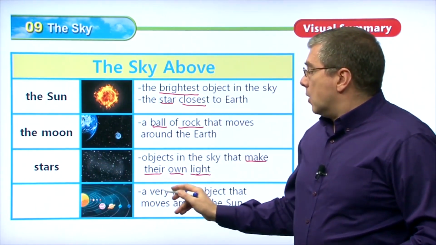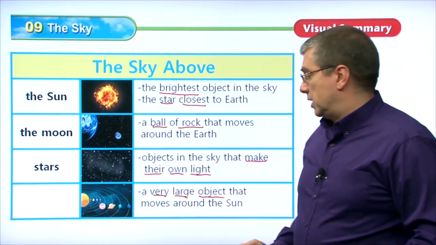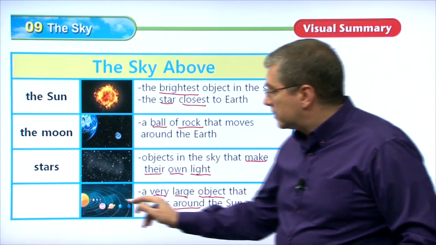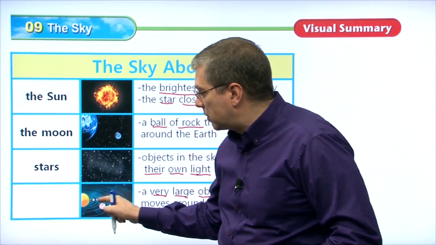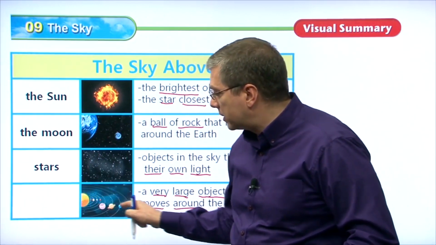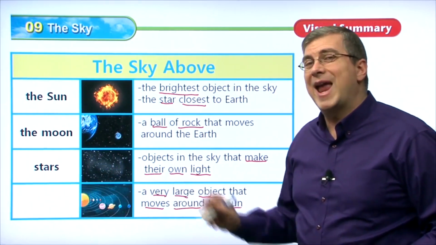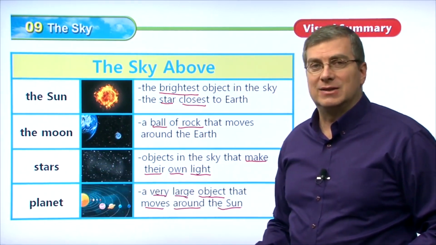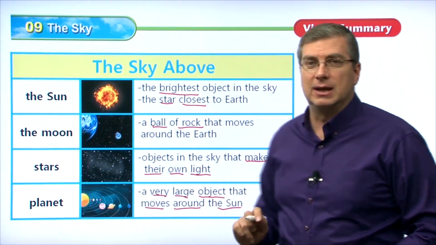Finally, down here, we're looking at a very large object that moves around the sun. So these large objects, this is our sun, this is our earth right here, 1, 2, 3 from the sun. All these other objects, they move around the sun. What do we call those? Remember, there are 8 of them in our solar system. We call those planets, or it's a planet, a very large object that moves around the sun.